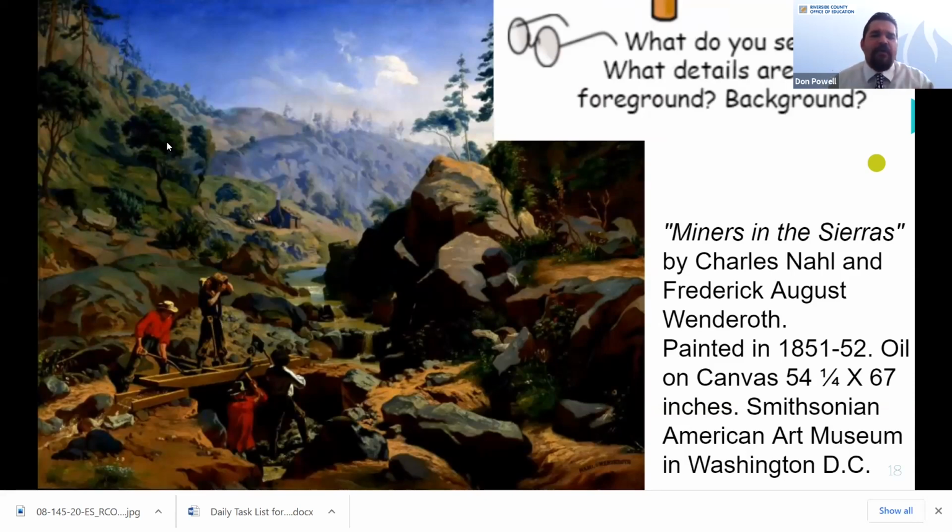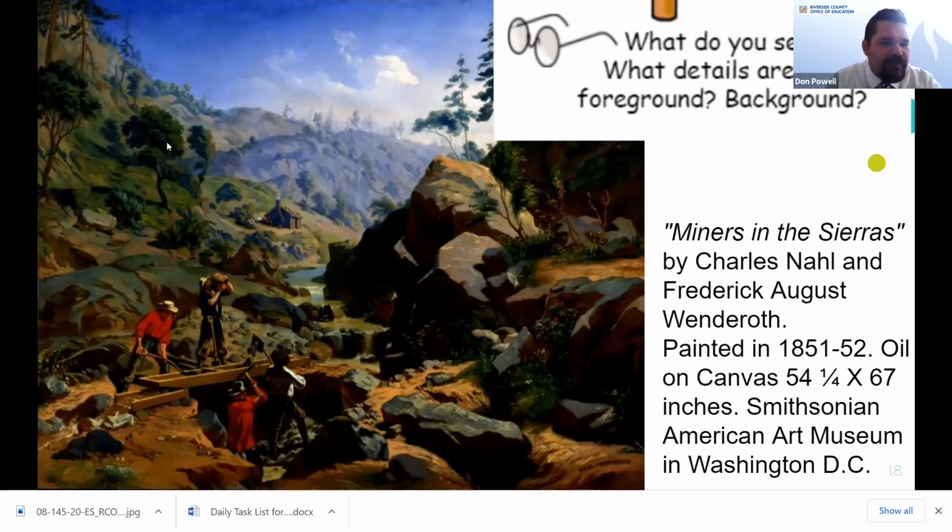So the first question we see is, what do you see? What details are in the foreground, background? Those are conversations you're going to want to have with your students about what it means for an object to be in the foreground, or in the background. Your artistic students may already have that knowledge, but your less artistically inclined students may need that help. And so hopefully your students will notice that there's a cabin in the background.